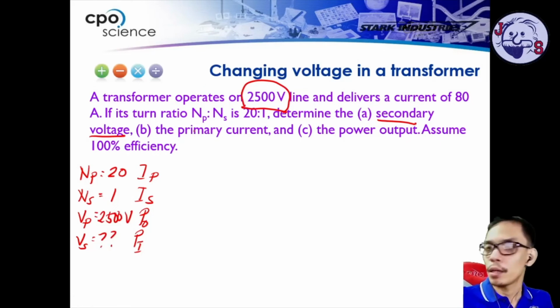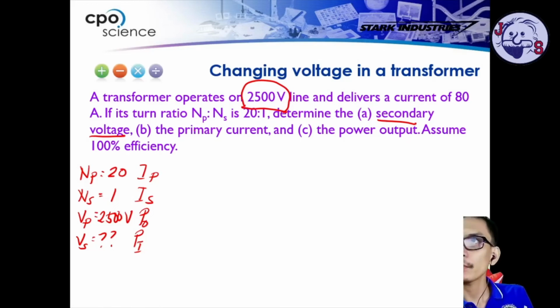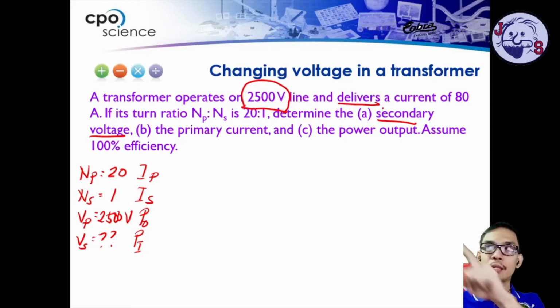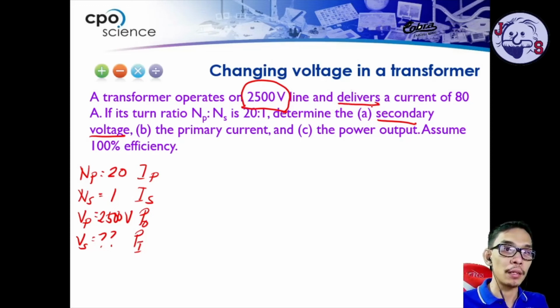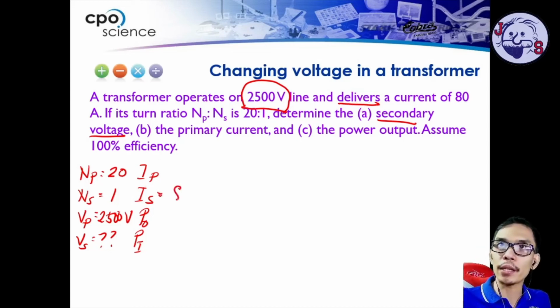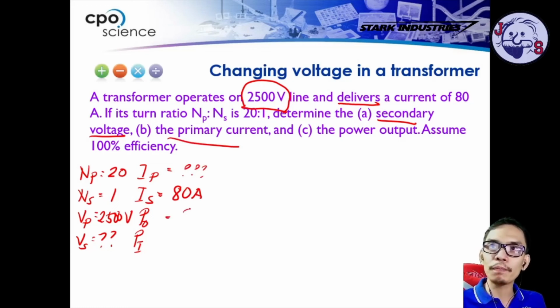Next one, for the primary current. There is a word here, delivers. So it means that this is the secondary current, since it is on the other side. So this is the secondary current, that is 80 amperes. We are asked to find the primary current, so that is also missing. Now, what is the power output and what is the power input?